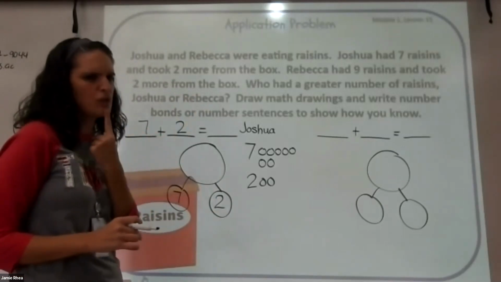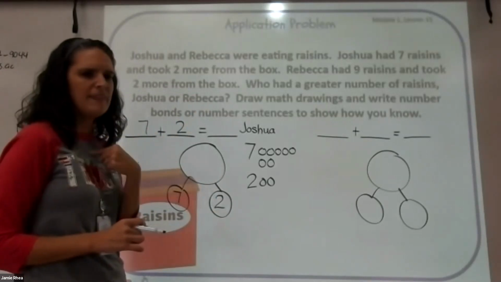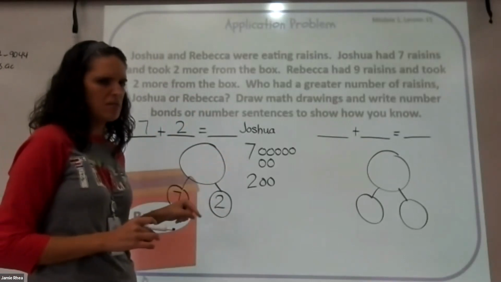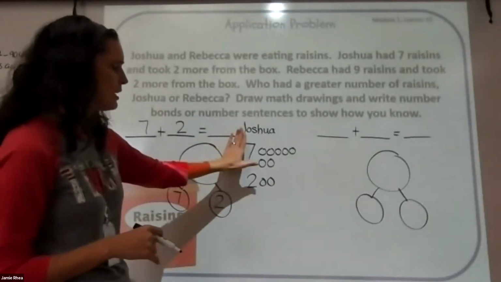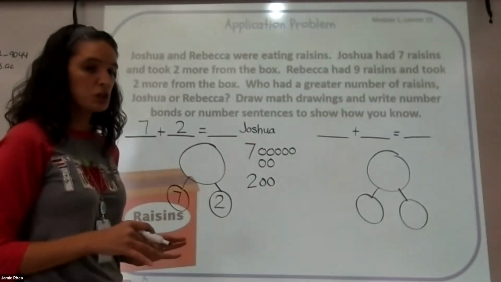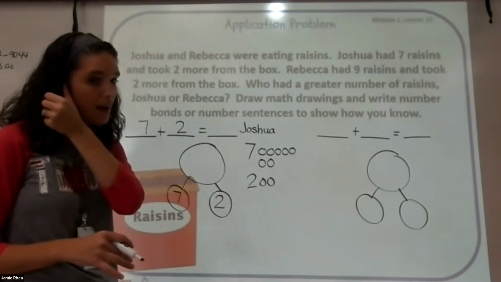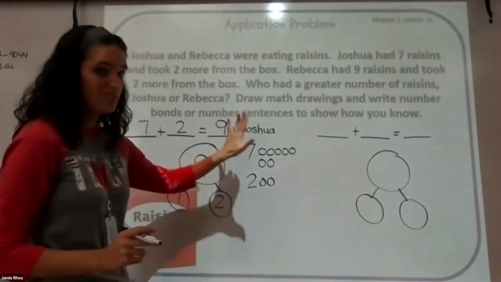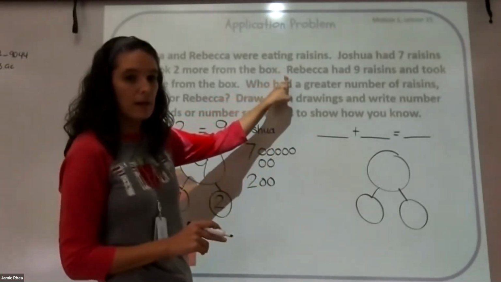Now, I got to think of what strategy I'm going to use. I think for me, I'm going to count on, and I'm going to use my picture to help me. You could also count on and use fingers, or you could other ways. You could do it in your head. So let's start here. 7, 8, 9. How many did Joshua eat? 7, 8, 9. He had 9 total. Now, we're done with this part, but we're not done yet. Now we got to figure out Rebecca.